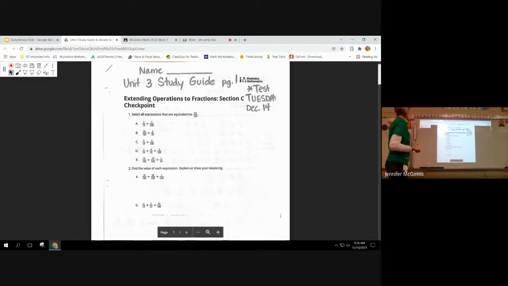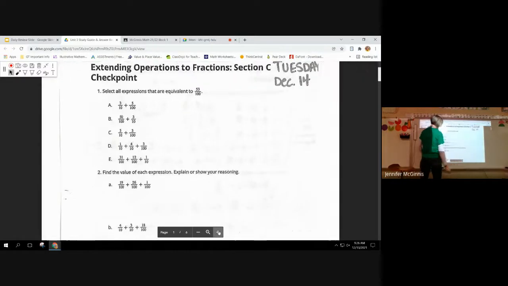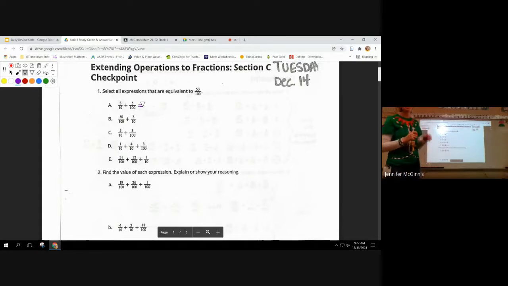So we're starting off with what we have been working on lately in class: fractions, tenths and hundredths. This is what we had on our review slide today too. 3 tenths plus 5 hundredths. What do we need to do, Gabe? We need to add a 0 to the 3 tenths.